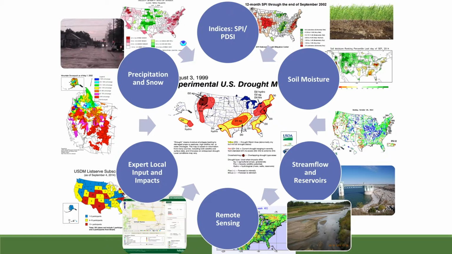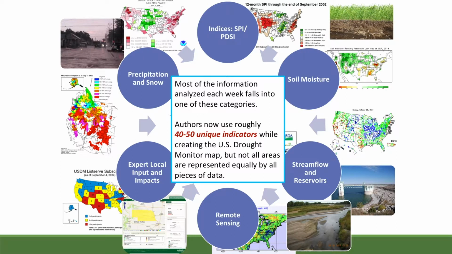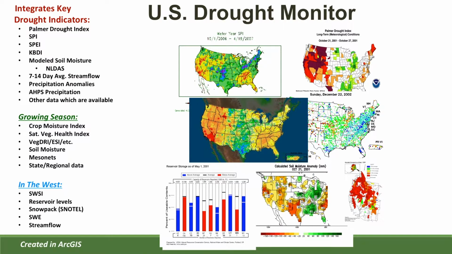So through all this, we started with 5. We're up to using 40 to 50 unique indicators in any given week that the authors are bringing in. It's a lot of data we're pushing through our desk in the matter of a couple days to put these maps out each week. Some of the data I talked about, during the growing season, we may have some specific crop indices that we're looking at, such as the crop moisture index or satellite health vegetation index.